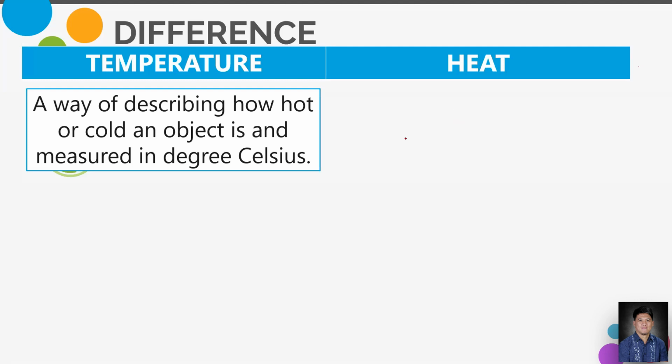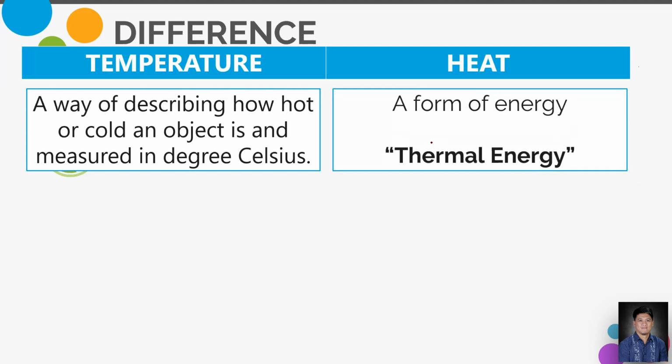So that's for temperature. If temperature is describing how hot or cold an object is, how about heat? When we say heat, heat is a form of energy. It is also known as thermal energy.